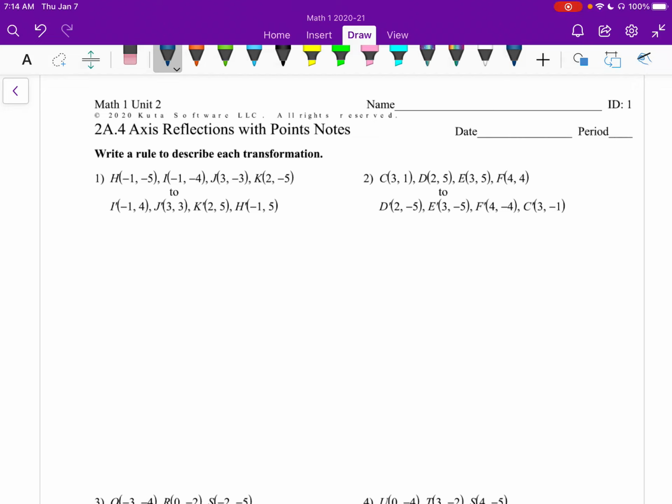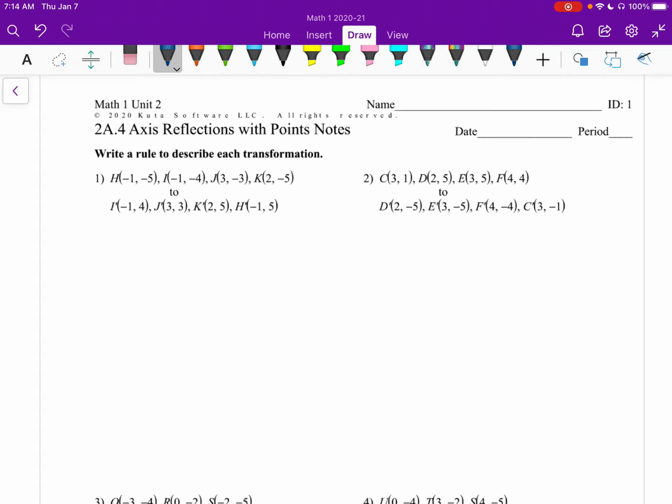Okay, Math 1, Unit 2A, Section 4, Axis Reflections with Points. So just like in Section 3, we're looking at reflections, not rotations, reflections. And we kind of look back at what we did, I think, in Section 2. There were similar problems to this. And I think it also said write a rule to describe the transformation, and that's what we're going to be doing.